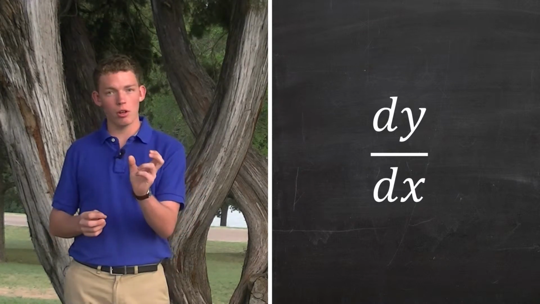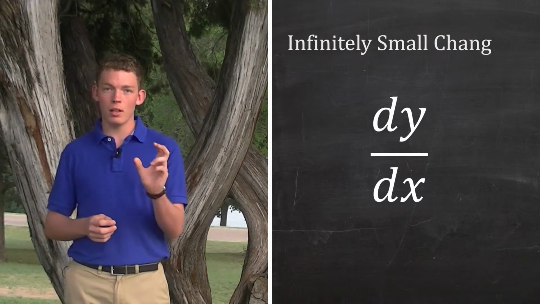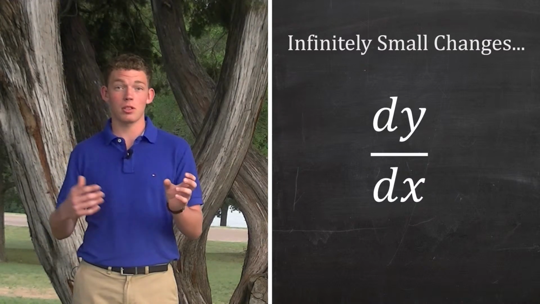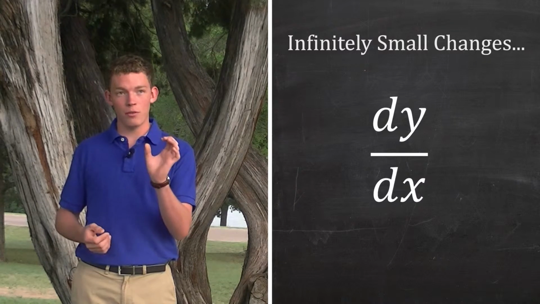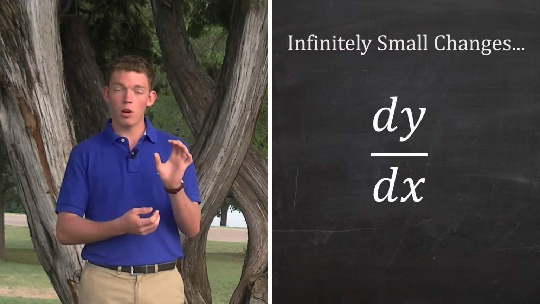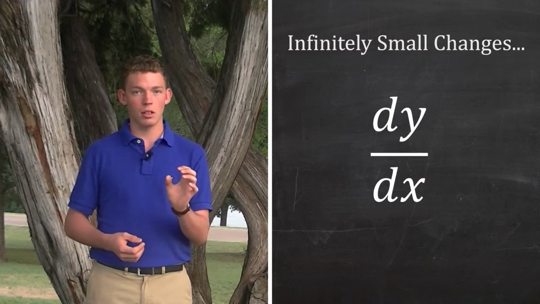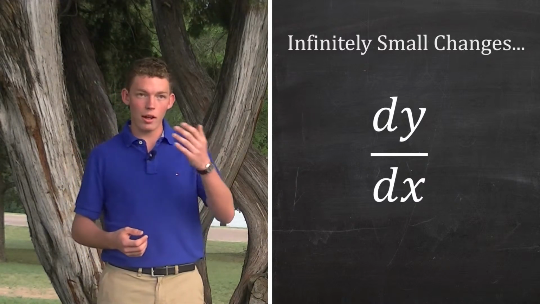So what I was saying earlier about the dx being an infinitely small change in x, well, dy is actually the same, except it's in respect to y. So it's an infinitely small change in y. So an infinitely small change in y over an infinitely small change in x is the same thing as a change in y over a change in x.